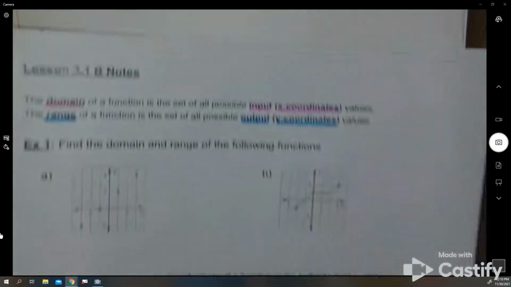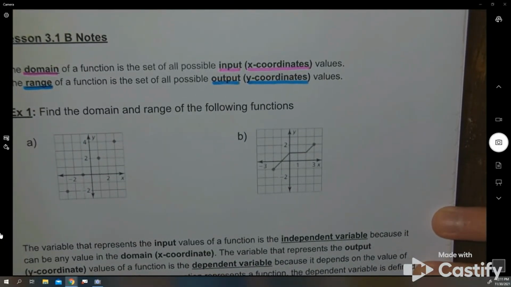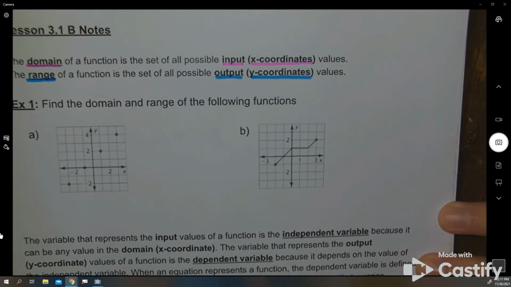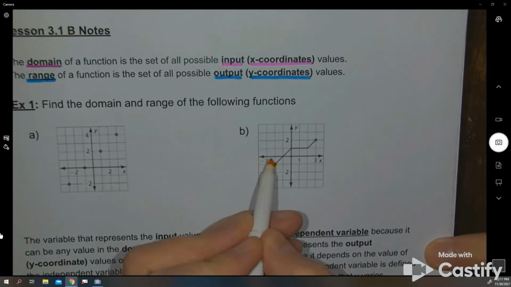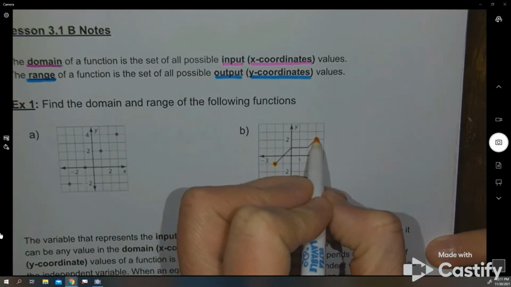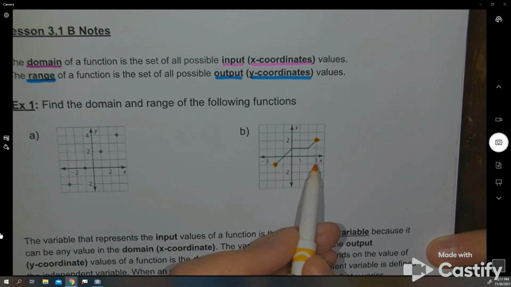For graph B, these 2 dots are connected to one another. So when I'm looking at the domain, I want to look at what is the smallest value that is graphed here. On that dot, the smallest value happens to be -2, and what's the largest value? The largest x value is +3.